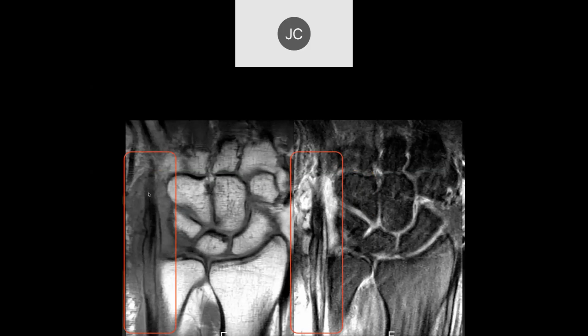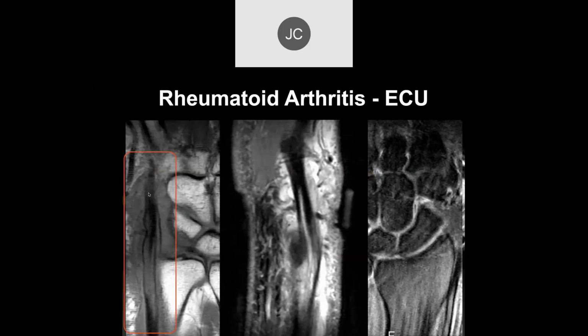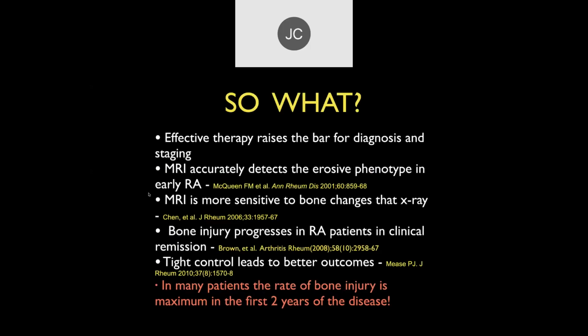And so here's extensive tenosynovitis involving the ECU in this patient with rheumatoid arthritis. Okay, so kind of then, so what's the upshot of all this?